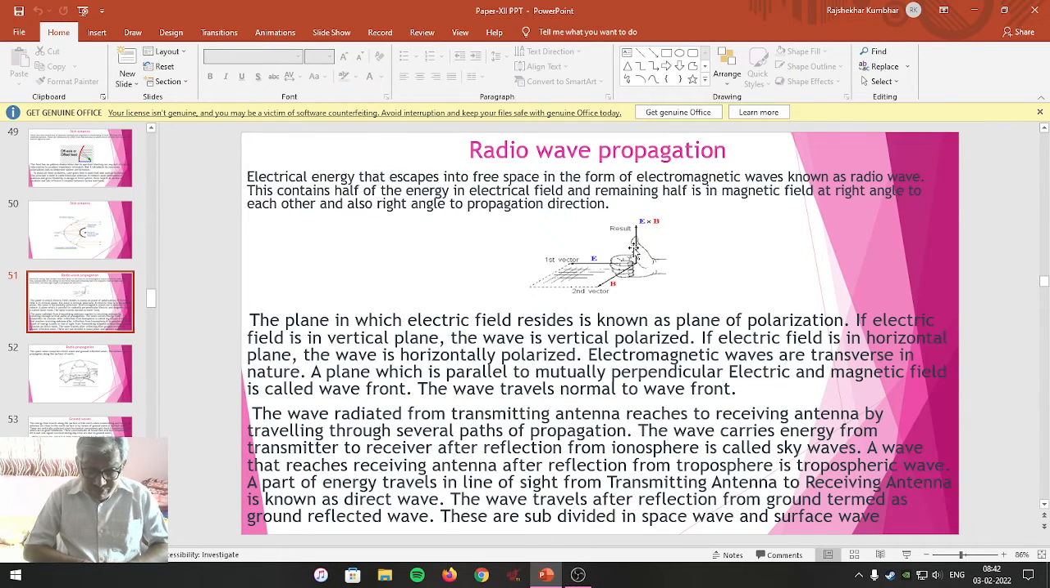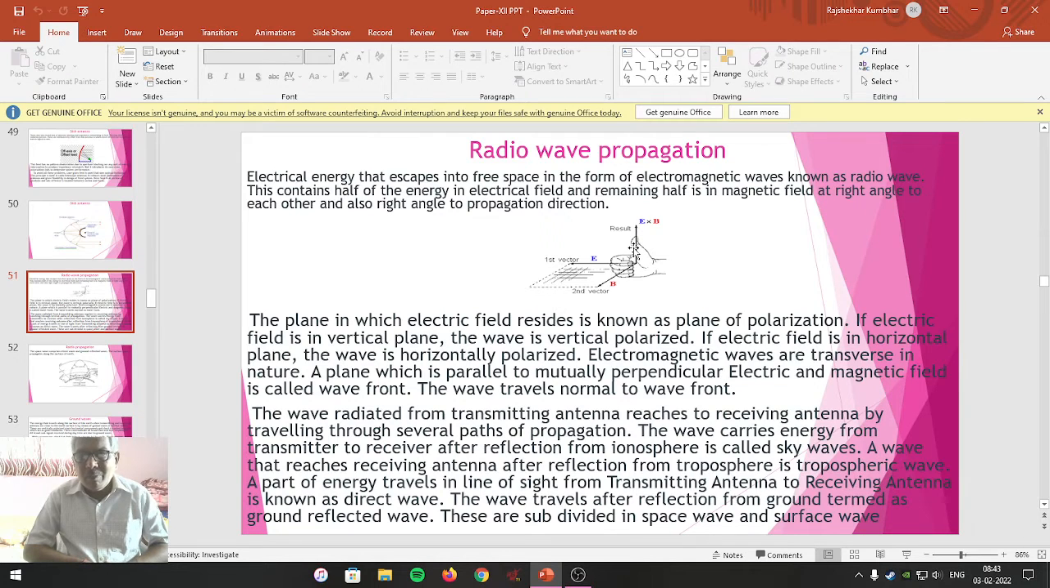If the electric field is in a vertical plane, the wave is vertically polarized. And if the electric field is in a horizontal plane, then the radio wave is horizontally polarized. When the radio wave is horizontally polarized, almost all vertical components are grounded. And when the wave is vertically polarized, almost all horizontal components are grounded.